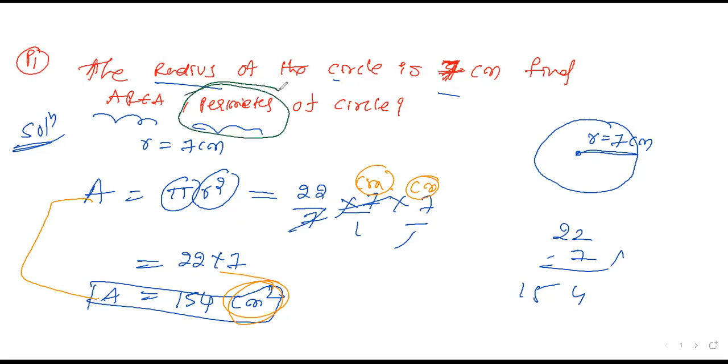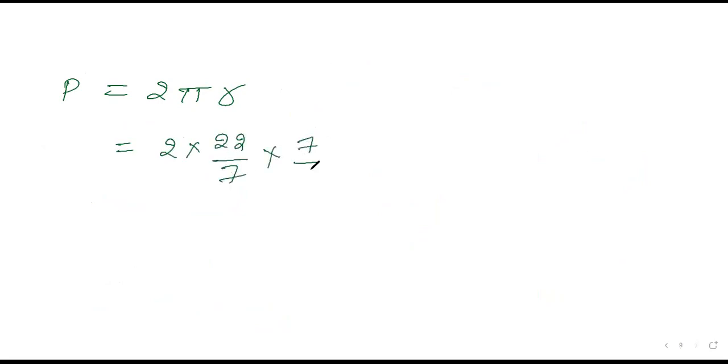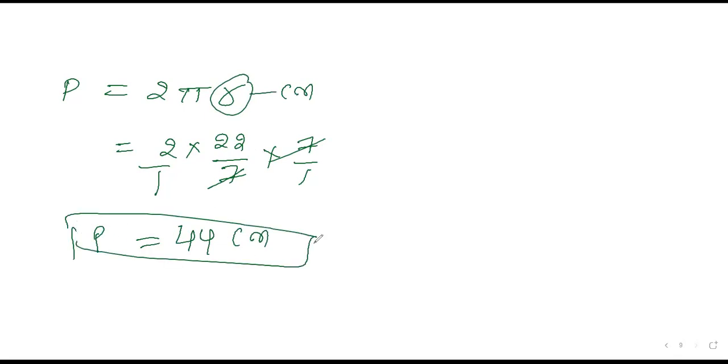Next one, perimeter of the circle. The second thing you should work on in parallel. The perimeter of the circle means what? What is the formula? 2 pi r. Now please substitute the value: 2 into pi value 22 by 7, r means 7. Clear? Just cancel 7, 7. Now 22 into 2 into 2 is 44. 44 centimeter only, because the radius is in centimeters, so the perimeter of the circle is in centimeters.